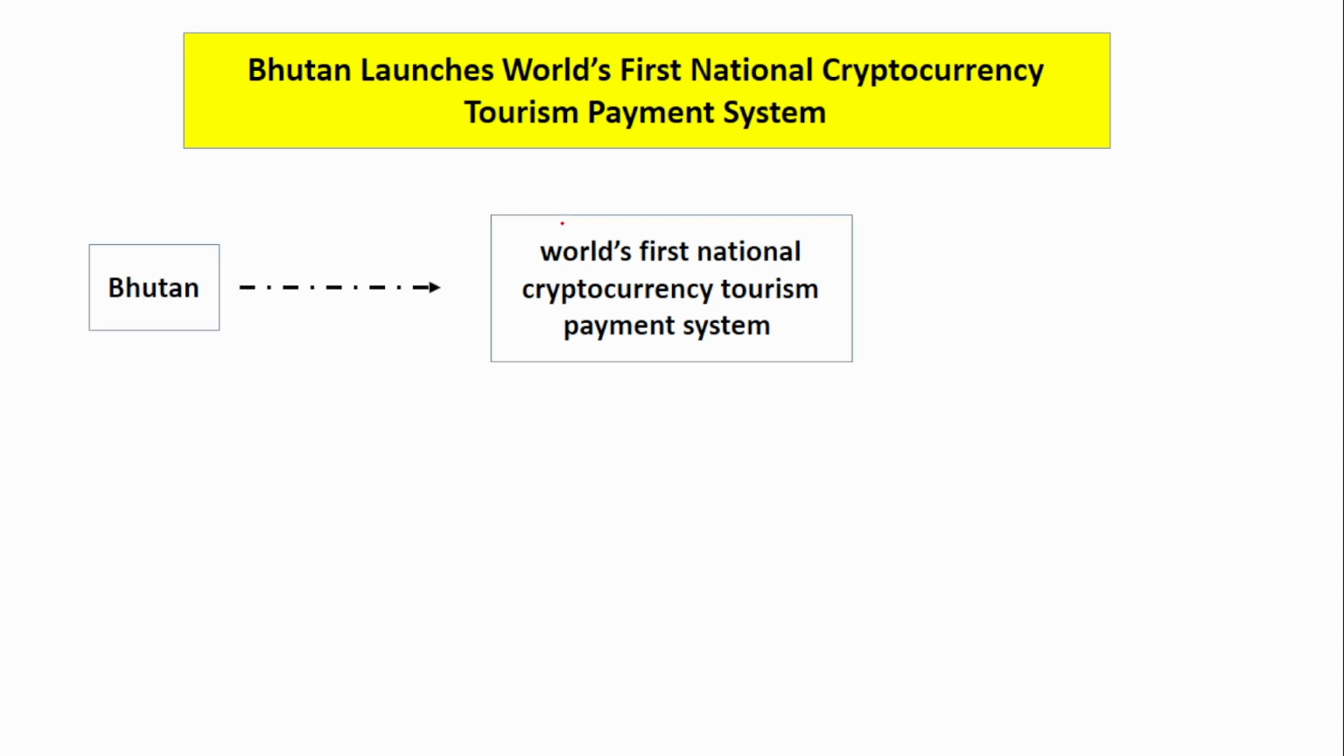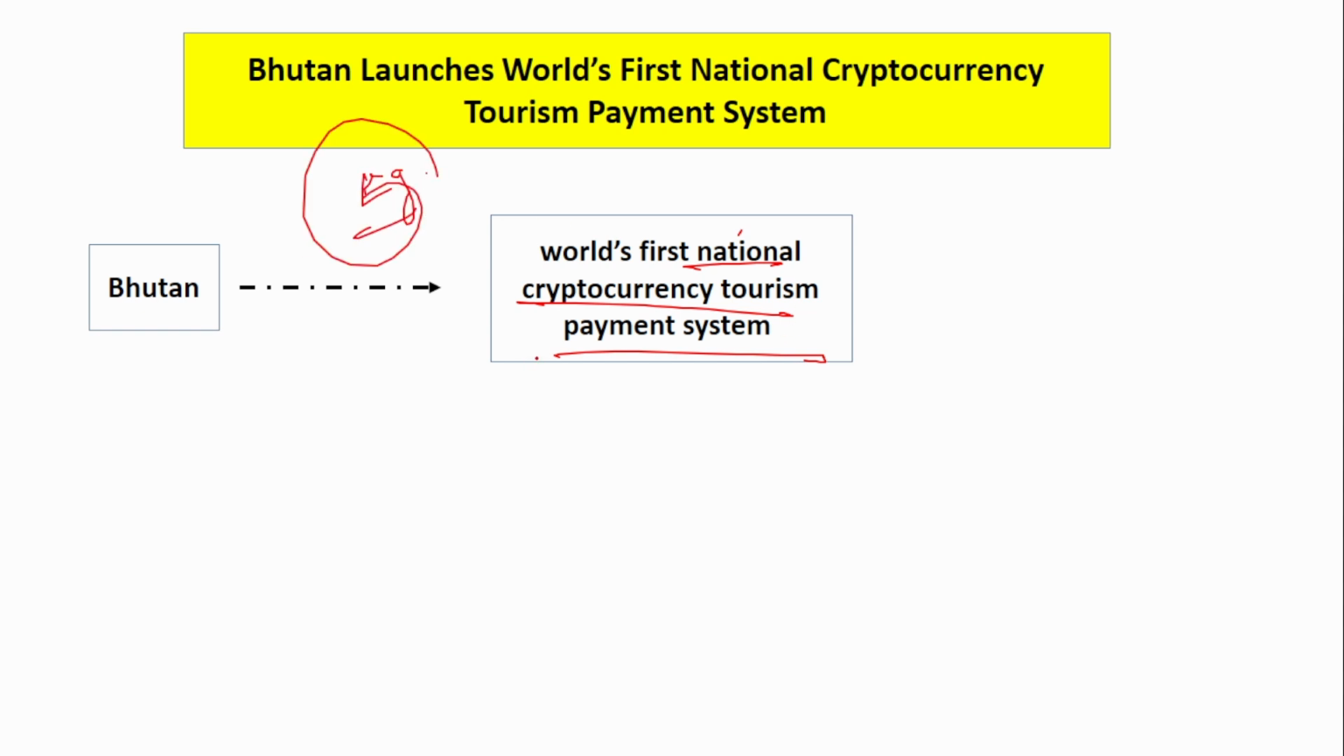Next, Bhutan has launched the world's first national cryptocurrency tourism payment system. So what does this mean? It means that cryptocurrency can be used for buying air tickets, for visa payment, or even if you're going for a tour, to pay the guide in Bhutan. So, this can be asked as an objective question also.